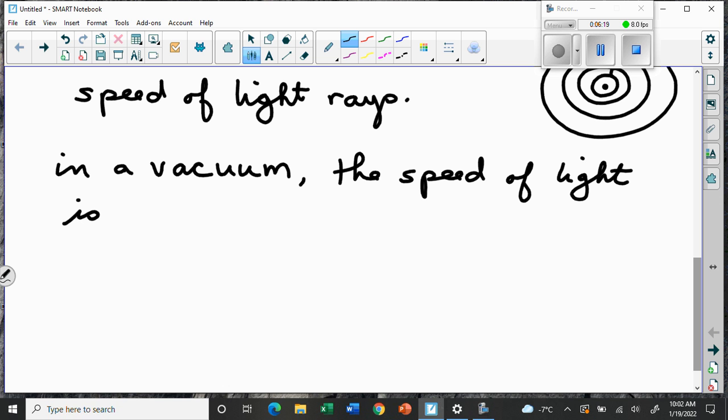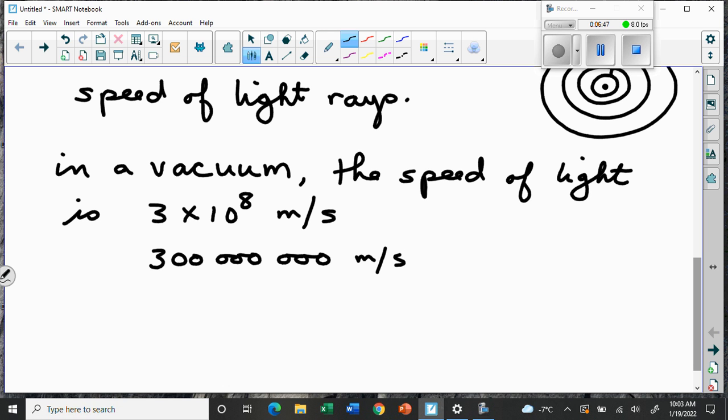It's 3 times 10 to the 8 meters every second. That's the standard way in physics of using speeds. We use meters and seconds. So 3 times 10 to the 8. Remember your scientific notation. That's this much. That's 300 million meters every second.